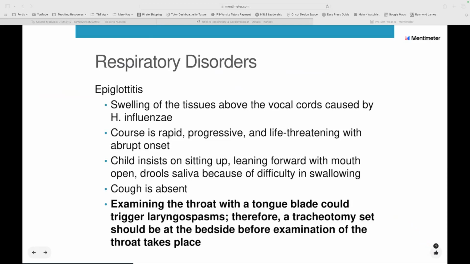So it is extremely important that we never examine their throat with a tongue blade or put anything in their mouth until we have a tracheostomy set at the bedside. So these kids could have a laryngospasm if you put anything in their mouth, and then their airway will completely shut down and they will not be able to ventilate themselves. So we need to have another form of alternate airway before we do a throat exam. And these kids are a medical emergency, obviously.